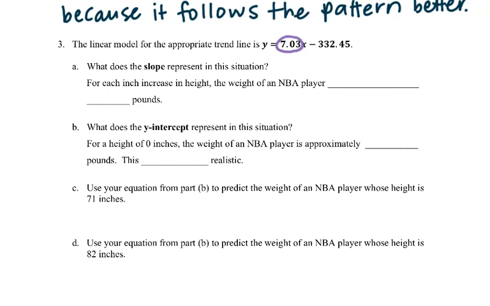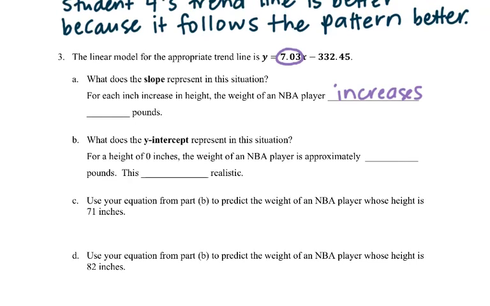But for each inch increase in height, it means that the weight of the NBA player, and it's a positive 7.03, so we're going to say increases. If it was negative, we would say decreases. Increases about 7.03 pounds. I mean, you could round that to 7 if you wanted. But basically, for each inch in height, it seems like the player gains on average around 7 pounds for that inch.